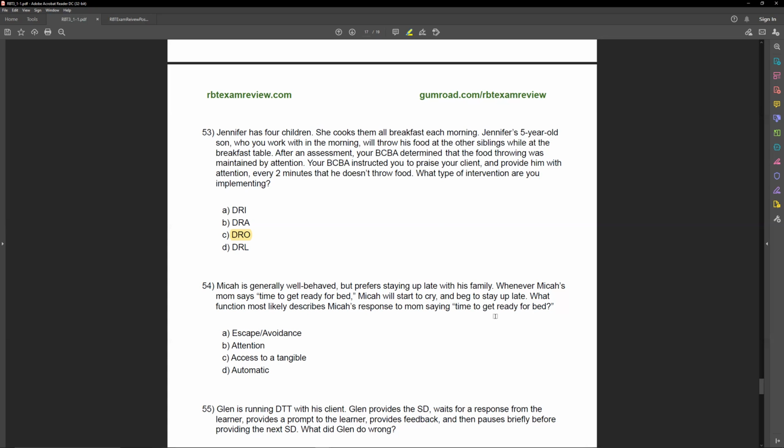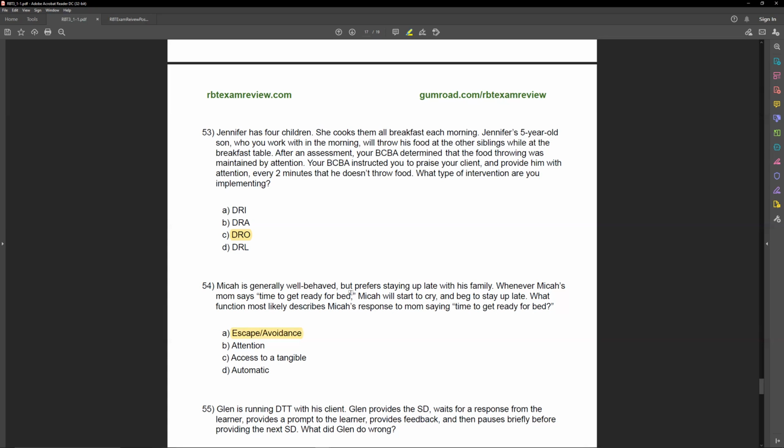So our functions are the reason the behavior is happening. Behavior typically happens to gain or get rid of something. What is Micah trying to do? Well, Micah wants to stay up late. So is he escaping something or avoiding something? Yes. What is he escaping and avoiding? Going to bed. That's our answer.